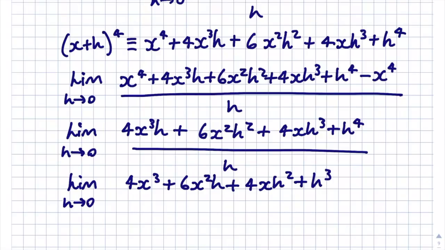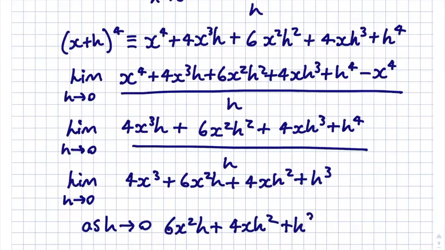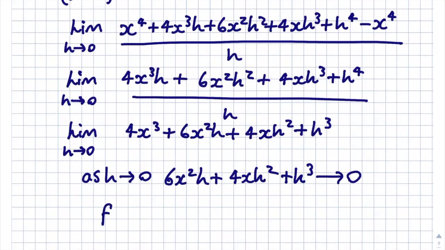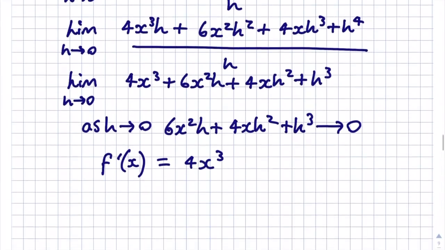Now I can evaluate the limit. If h tends to 0, then what's going to happen? We can say as h tends to 0, 6x squared h plus 4x h squared plus h cubed is also going to tend to 0. So now we're just left with the derivative of f of x, which equals 4x cubed, and that's what we worked out at the start.